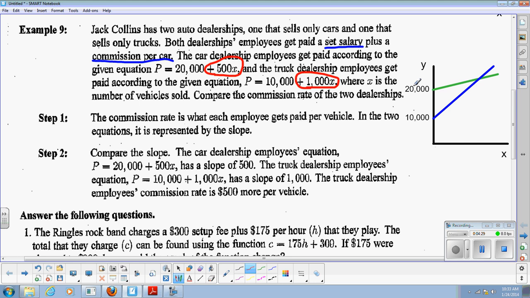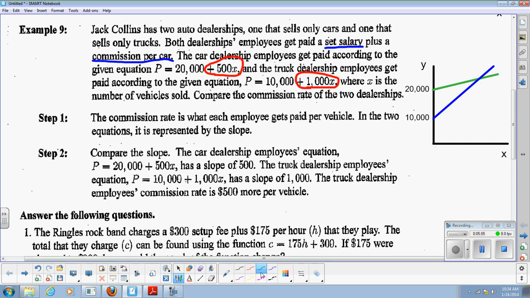So I made a picture of the graphs over here. Let's look at the graphs. If we start with the car dealership, so that is the P equals 20,000 plus 500x. That would be this right here, starting at 20,000, and it's going up at 500x. So it's going up because it gains $500 per car sold.